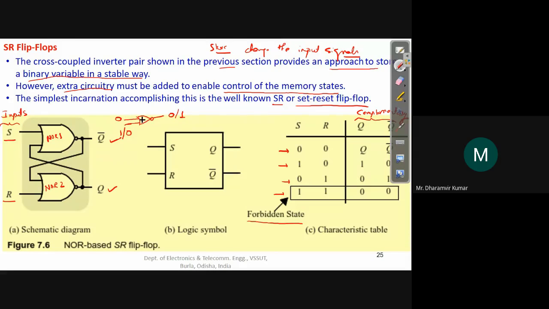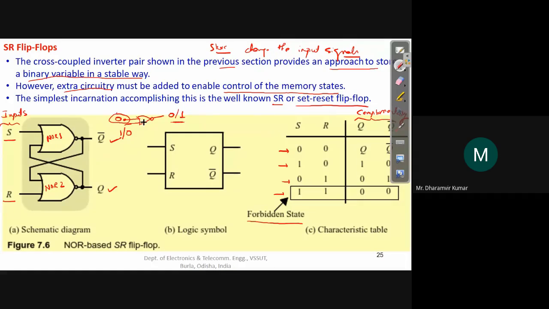Now when one of the inputs is fixed at 0, then it behaves like an inverter with respect to the other input value. So when this input is fixed at 0, the output will be the complement of the values that appear at the other input terminal. If this is connected to 1, you will get a 0 at the output. If this is connected to 0, you will get a 1 at the output.